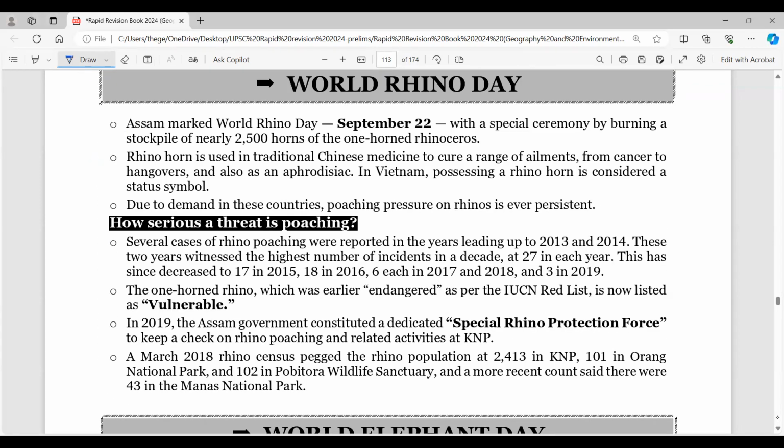Now come to World Rhino Day. September 22 is celebrated as World Rhino Day. And remember one-horned rhinoceros, which is very important. Rhino horn is also used in traditional Chinese medicine, and it's also seen as an aphrodisiac. So there are a lot of things happening with poaching, and many times people are looking for this rhino, and there are a lot of problems in habitat conservation of rhinos because of this. A lot of poaching pressure is there, right? This is important. And in the IUCN Red List, rhinos are in the VU category, vulnerable category, right?